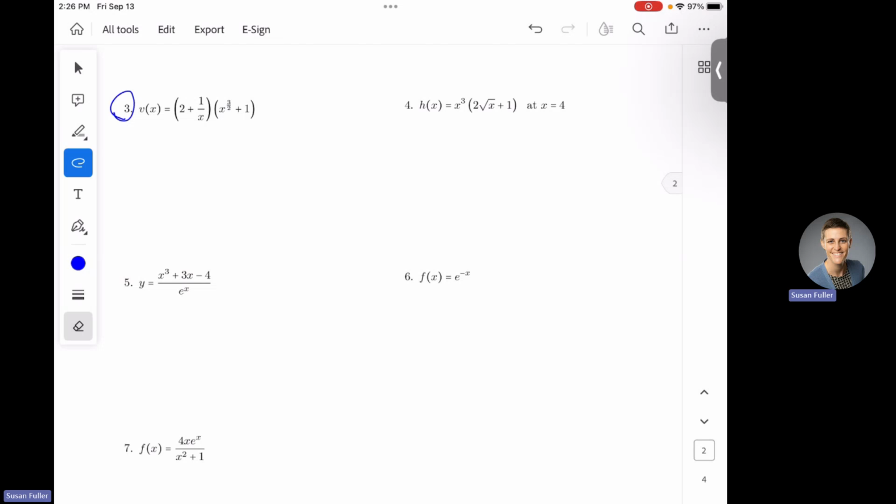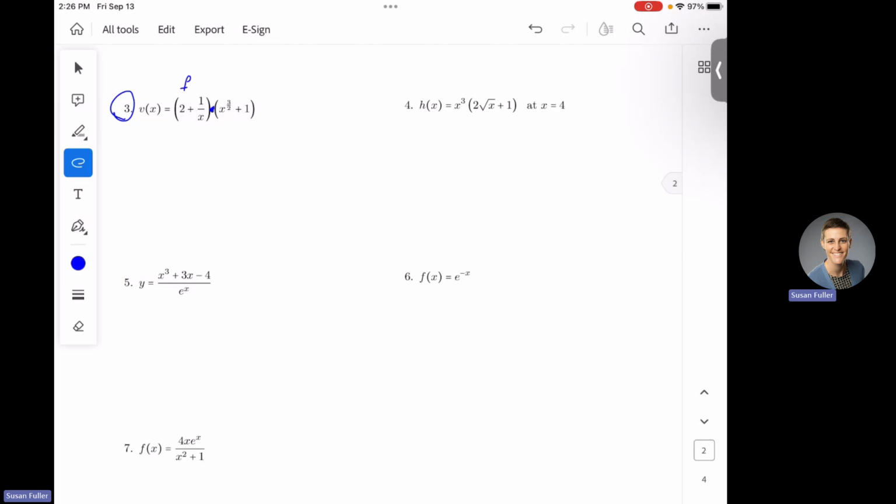Now in this section, section 3.3, we have the product and the quotient rules. So we can actually do this by the product rule because there's multiplication happening right in here. There's multiplication happening right in there. And we have something with x's times something with x's, which says, hey, do the product rule.